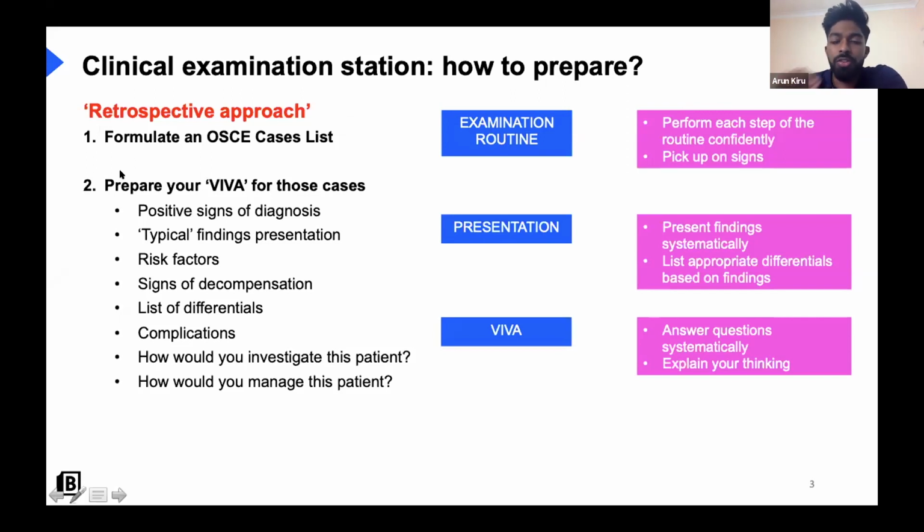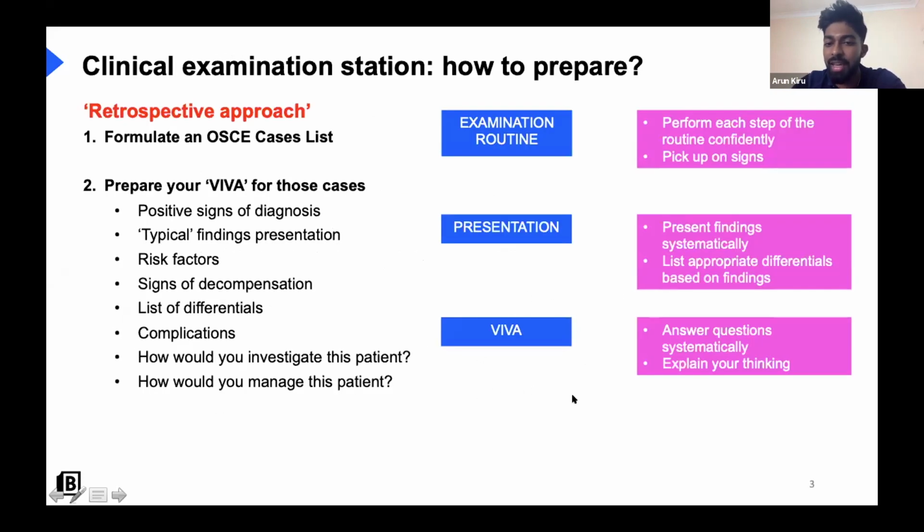And once you've got that, split them amongst your friends and prepare your viva for those cases. It doesn't take long, but really go into detail. So think, what are the positive findings on all of those cases? How would I put those findings together into a neat presentation where we talk about positive findings and negative findings? We'll go over that quickly. What are the risk factors of that disease? Think about the kind of questions they could throw at you. What are the signs of complications? What are the differentials? And how would you investigate and how would you manage this patient?